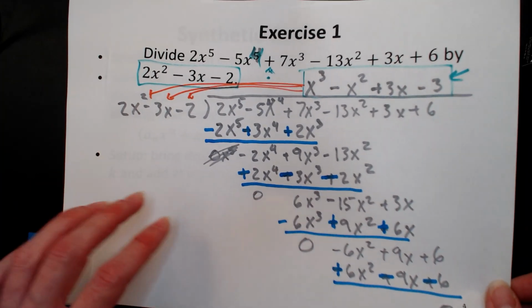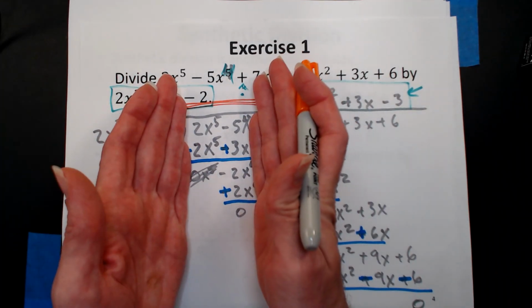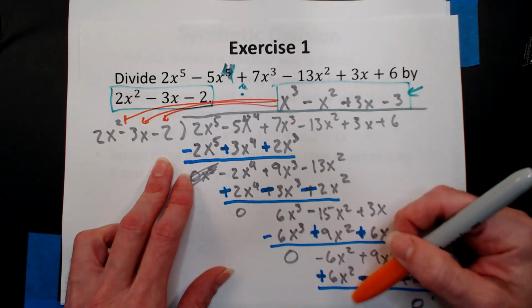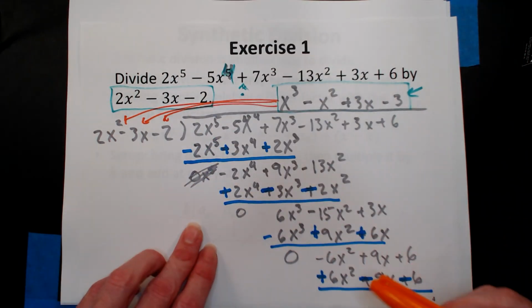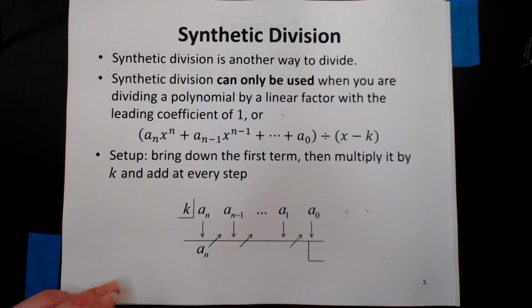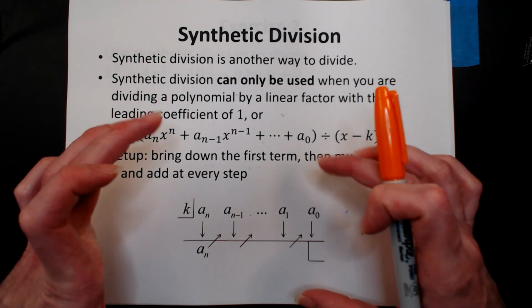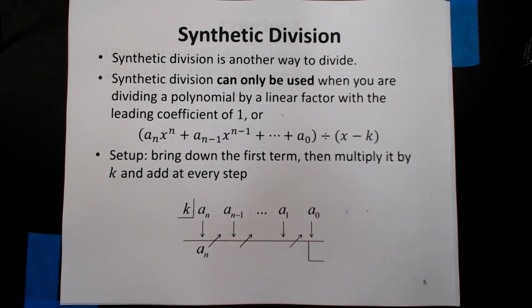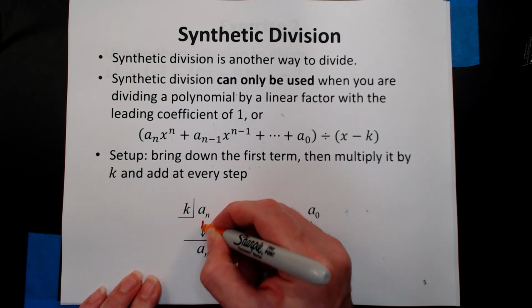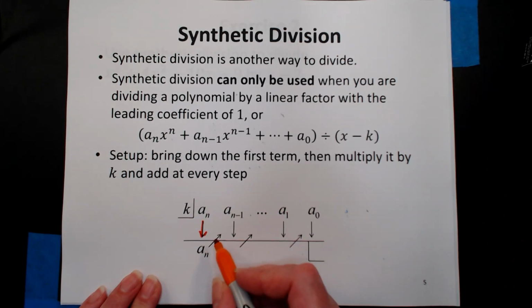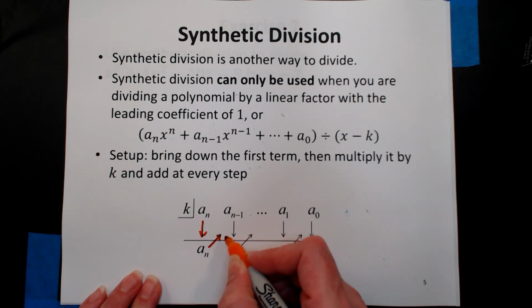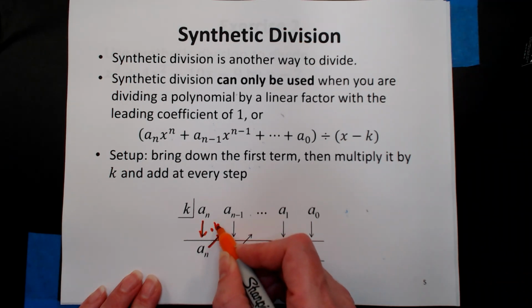But not only that, when you have a linear factor, the leading part is the only column you're really keeping track of. So you can crunch all that down into this synthetic division setup. So here we have k, and first we bring the first term down. This doesn't change. But when we move up and to the right, we're going to multiply it by k every time.